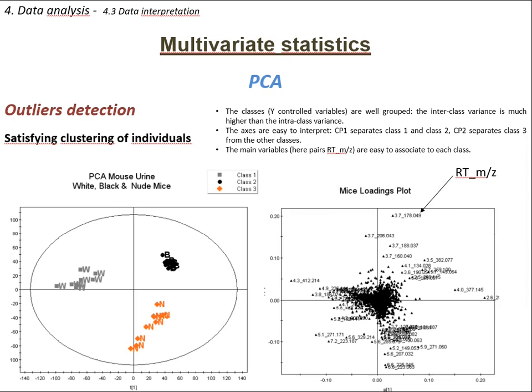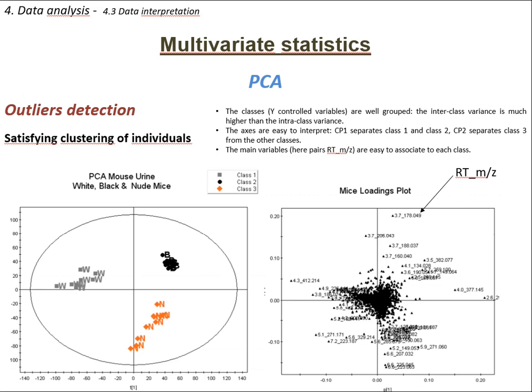What matters, in fact, is to find the clusters. So for this, you will label your samples according to the Y matrix, the control variables. So in this case, for example, you have different types of mice. You have white, black, nude mice. So nude mice are orange, white are gray, and black are black. And you see that in this experiment, the metabolites were very different in these different genotypes of mice.